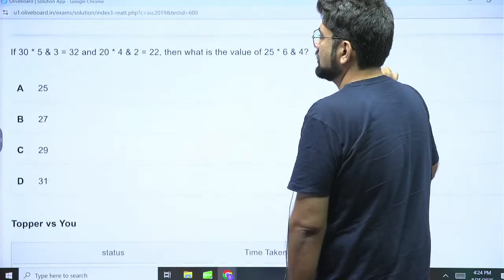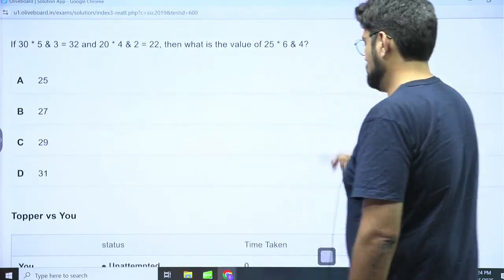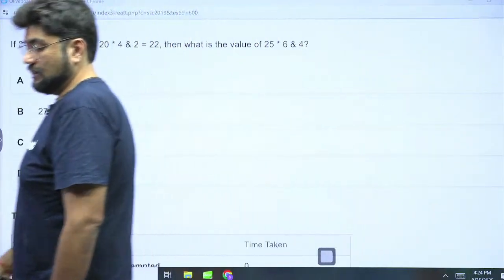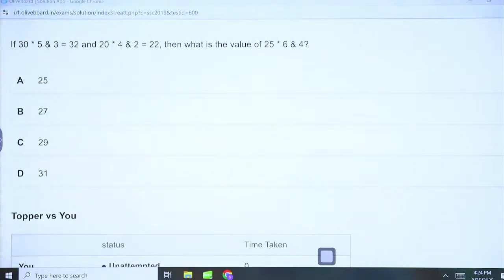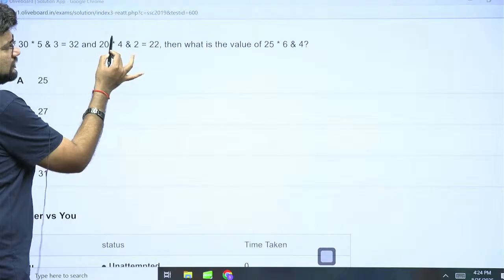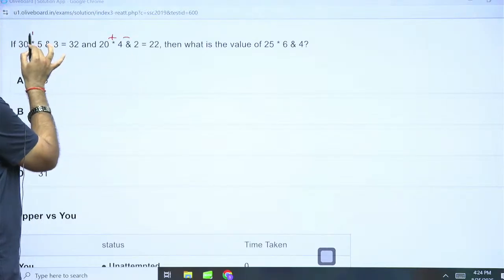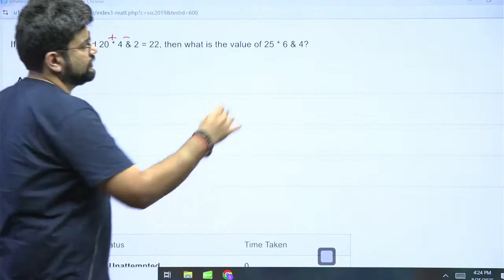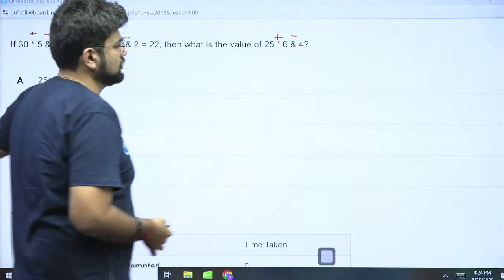Okay. This is number based if then coding. If then coding means random mathematical operations are involved and we check the answers accordingly. So 30 asterisk 5 ampersand 3 is 32. 20 asterisk 4 ampersand 2 is 22. I think plus 4 minus 2 plus 5 minus 3. So we are increasing by 2, we are increasing by 2. Simple. The 25 plus 6 minus 4 is plus 2. 25 plus 2, 27.